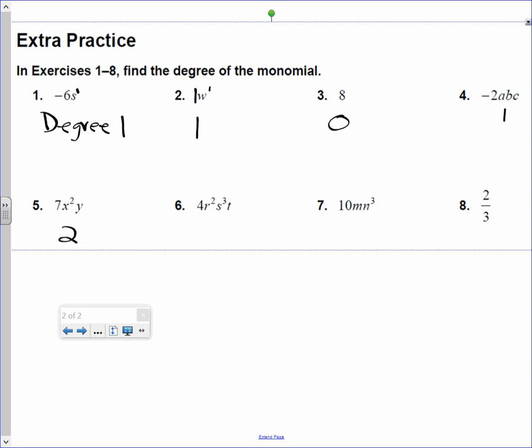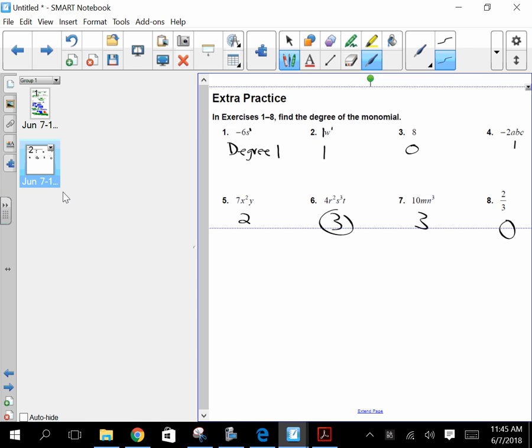Highest exponent here. That's the coefficient. We're looking at exponents. So this would be degree 3 because the highest exponent is 3. Get the hang of this. Again, degree 3. Look for the highest exponent of a variable. No variables, degree 0. Moving right along. Almost done. You guys doing good.